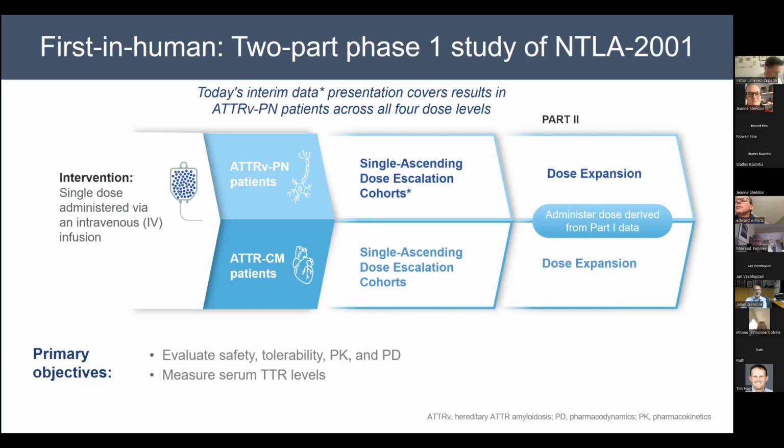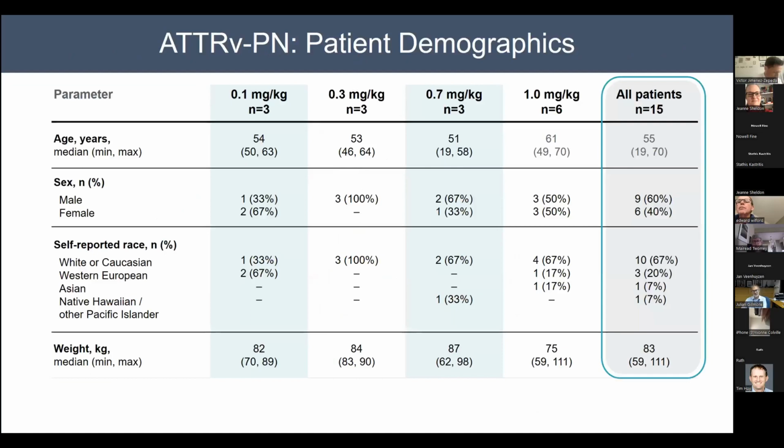The recommended dose selected in part 1 will be administered to a dose expansion cohort in part 2. And obviously the primary objectives of this first in-human study are to evaluate safety, tolerability, PK and PD, the latter by serial measurement of TTR levels. So I will report data on the first 15 patients with hereditary ATTR amyloidosis and polyneuropathy from the dose escalation cohort included in part 1. And bear in mind that all patients received a one-time infusion of NTLA-2001 on day 1 of the study.